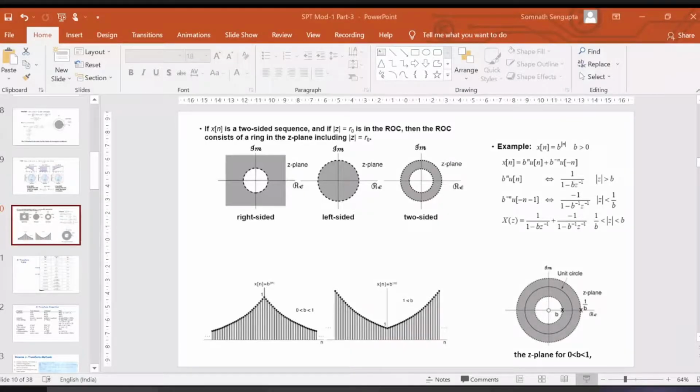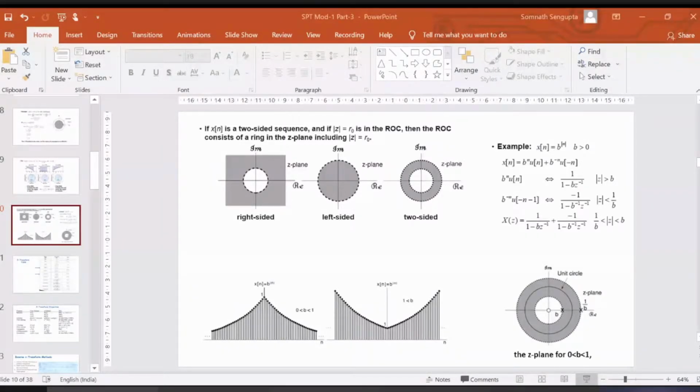You see this arrow: this is the time domain sequence a to the power n u[n], whose Z transform is 1 by 1 minus a z inverse. Another, anti-causal sequence, is minus a to the power n u[-n-1], with 1 by 1 minus a z inverse. Now note the ROC for these two cases.